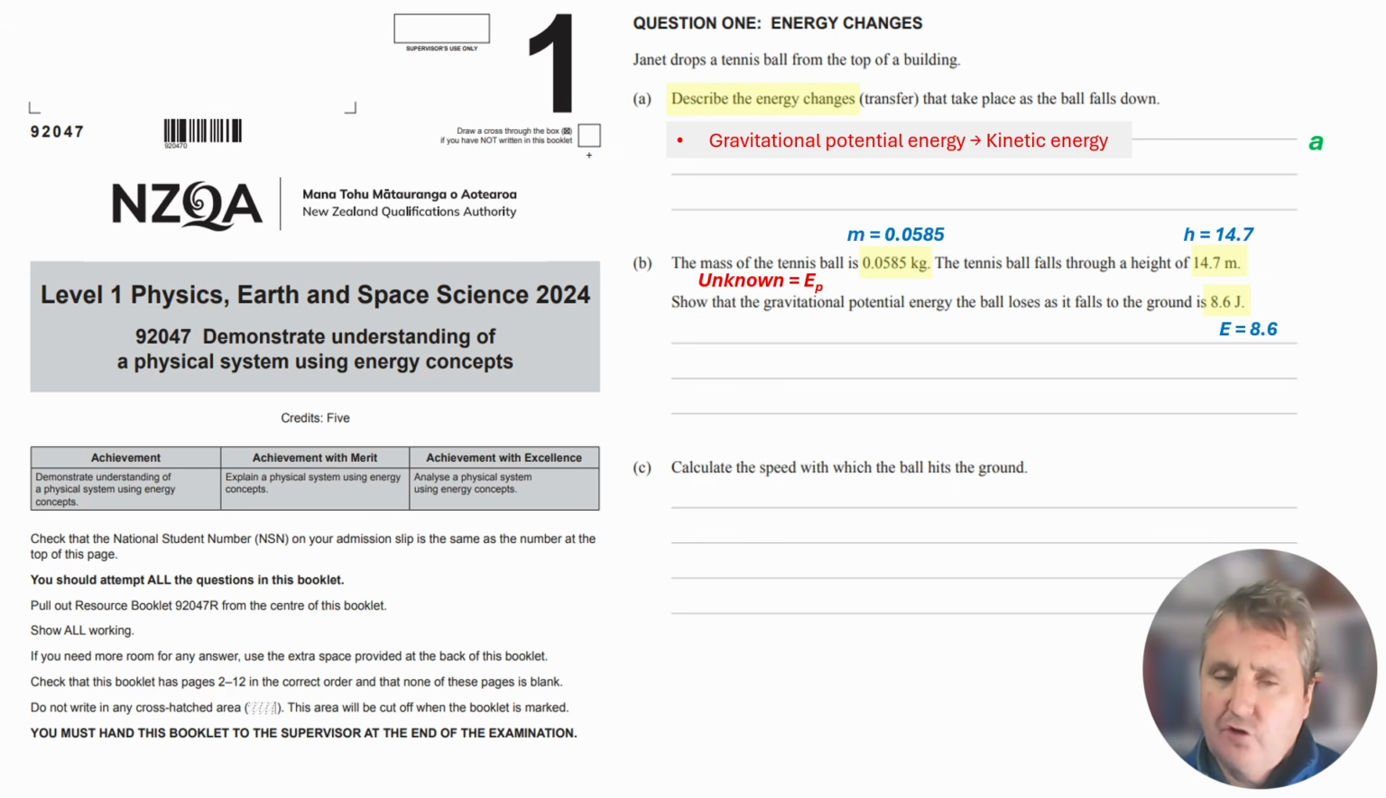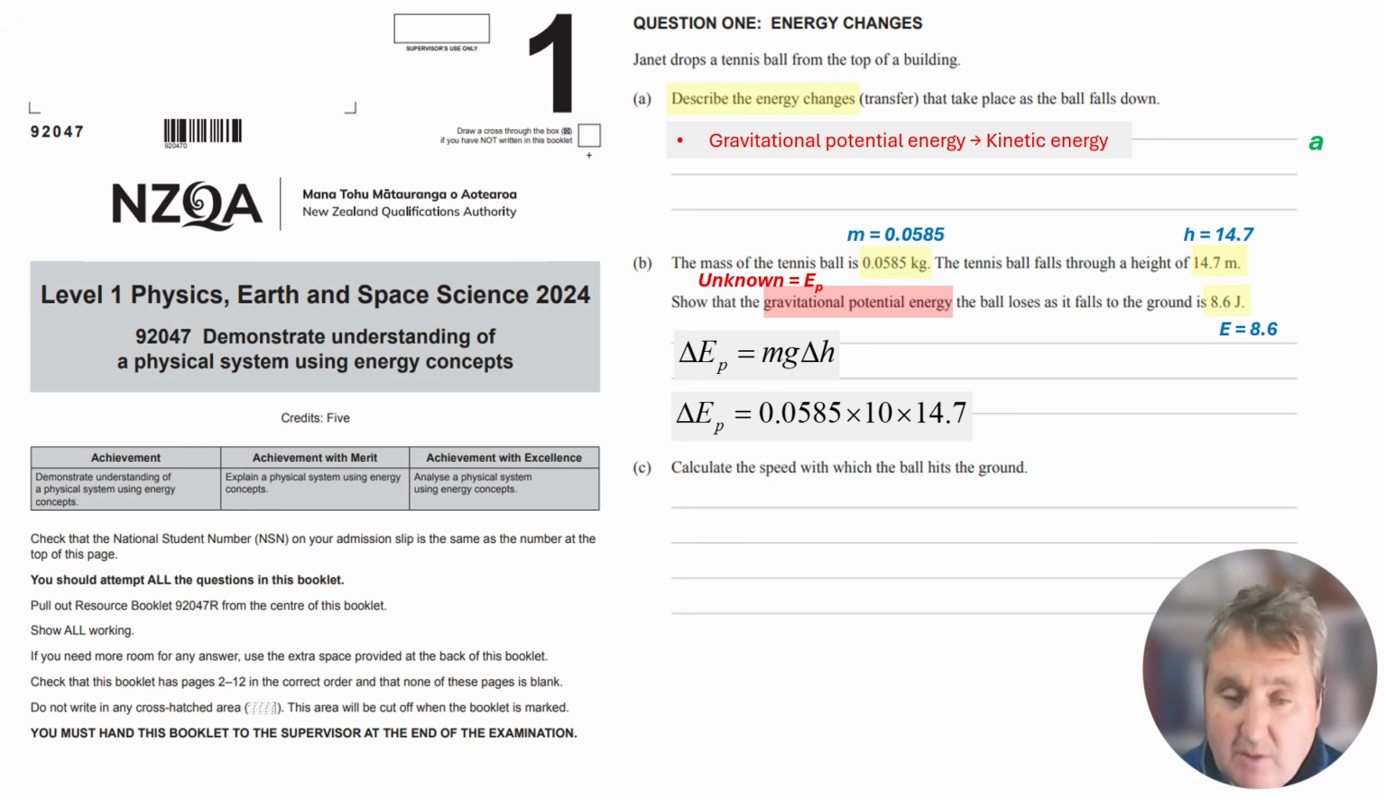But because this is a show answer, we have to be really careful that we give the equation, substitute the values in, and then give the answer. Just working out the answer and writing that down is not going to give us a grade because they've already told us the answer. So we find the equation, write it down, and substitute our values in: m, g, which was 10 from our resource sheet, and height 14.7. Then we calculate that just to check we've done everything correctly, and of course we come out with the correct answer. The potential energy equals 8.6 joules.